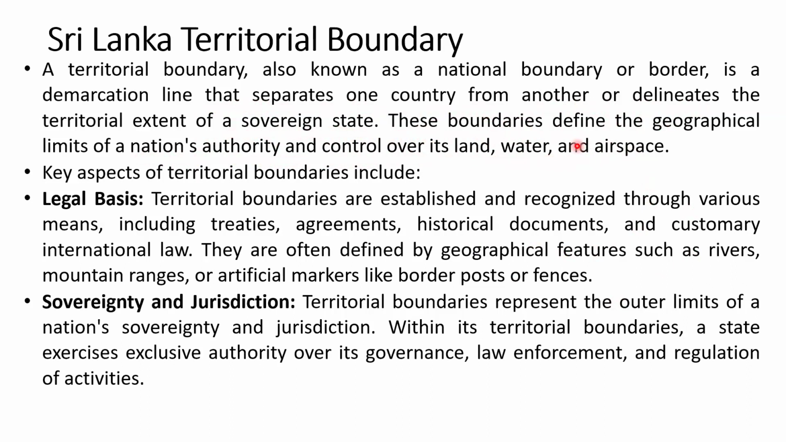Now for the legal basis, territorial boundaries are established and recognized through various means, including treaties, agreements, historical documents, and customary international law. They are often defined by geographical features such as rivers or mountain ranges, or artificial markers like border posts or fences.